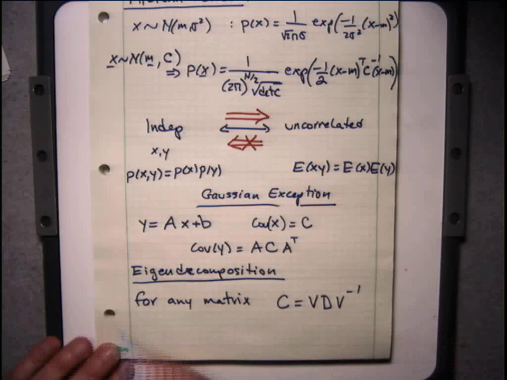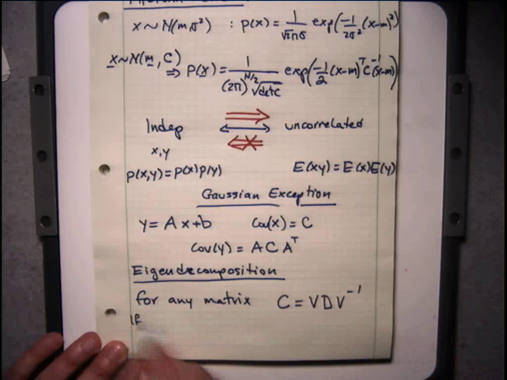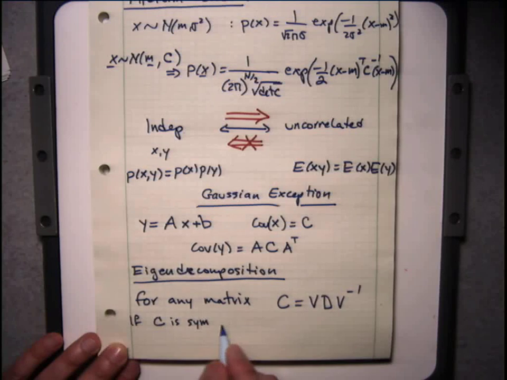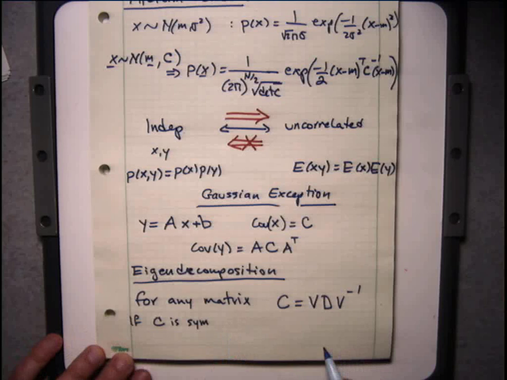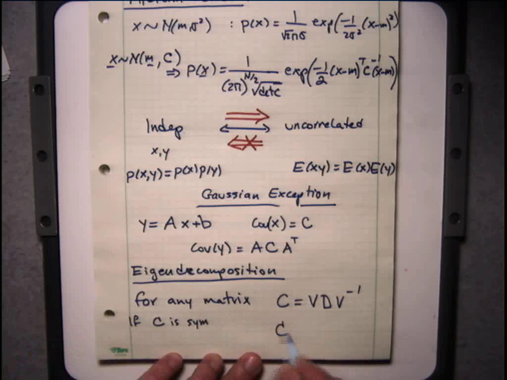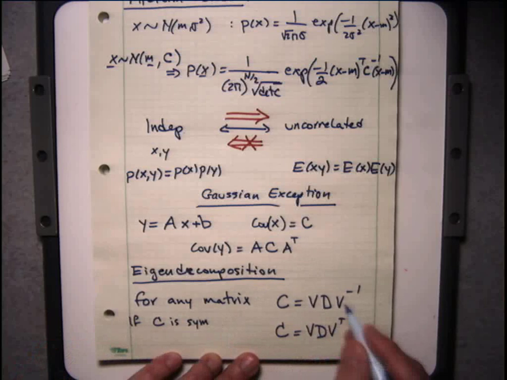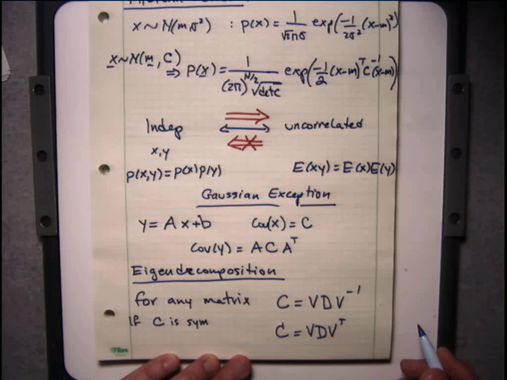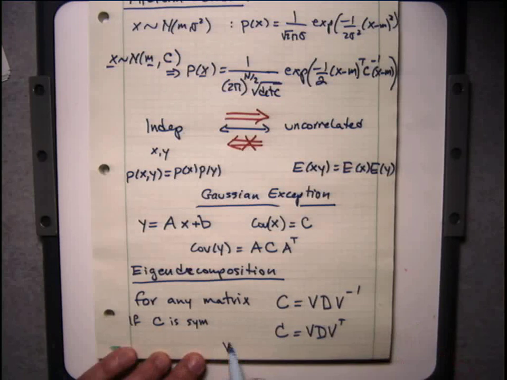However, if C is symmetric, then you can write C equals V D V transpose, because V transpose and V inverse are the same, because V is now going to be an orthogonal matrix. So V transpose V is equal to identity, which means it's an orthogonal decomposition.